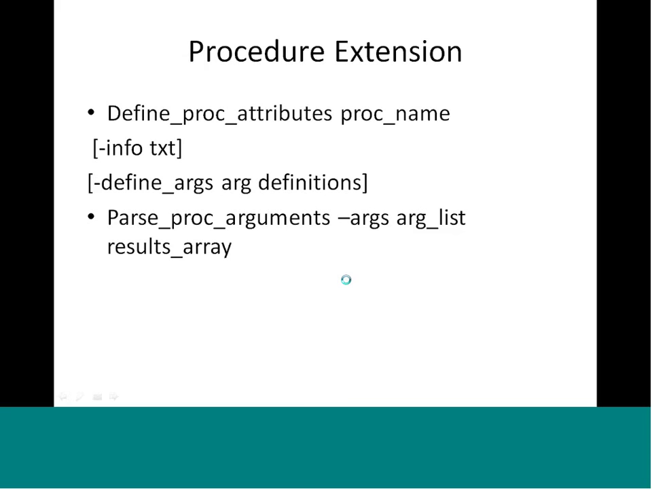The define_proc_attributes command takes, as I said, the proc name. It can have textual information with dash info. There are other options which are not very relevant: command group, hide body, hidden, permanent, and dont_abbreviate. I haven't put those additional options.